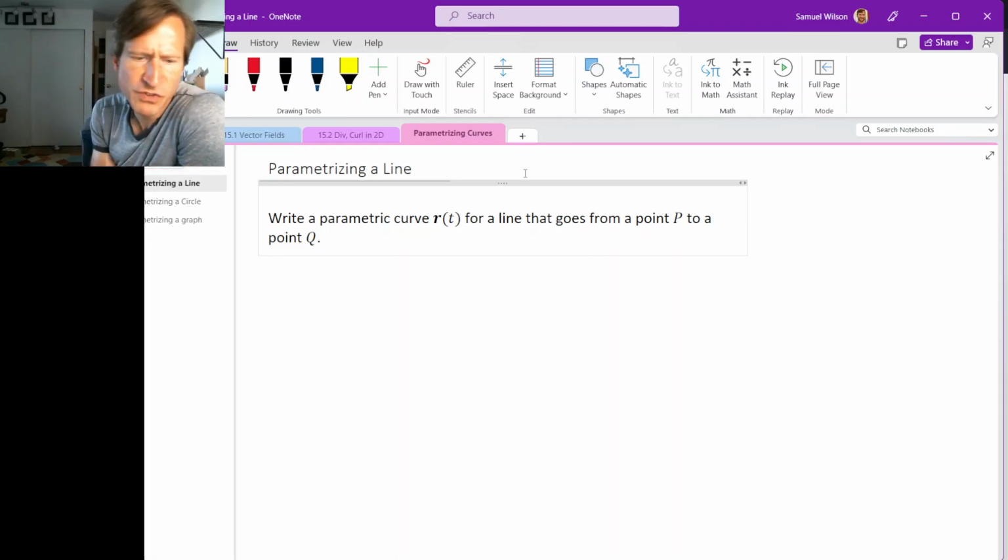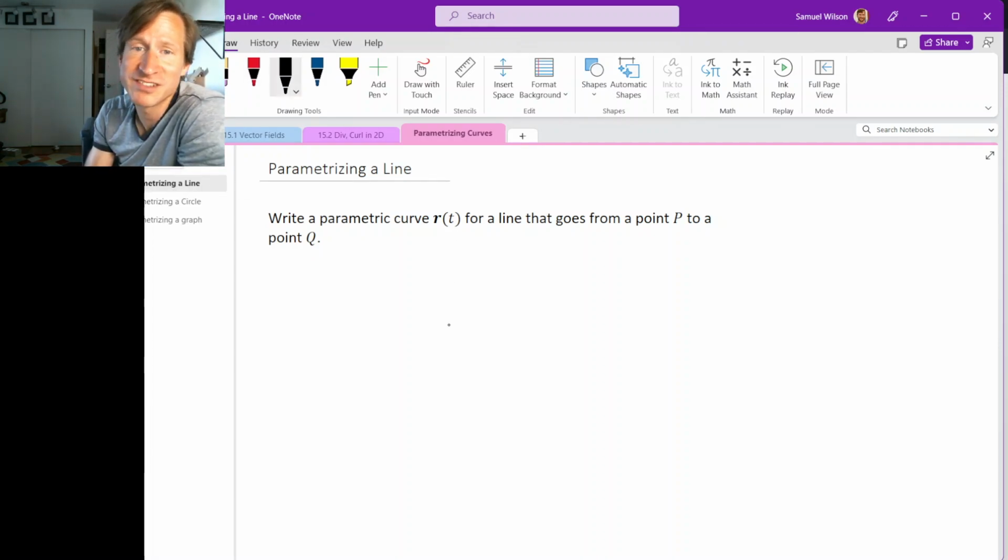Let's review a few common parametrizations of curves in the plane, just so that we remember how to write them down. None of these are tricky parametrizations, but they are very common. And so it will be nice if we have easy mental access to these parametrizations so that we can write them down without having to think too hard about it.